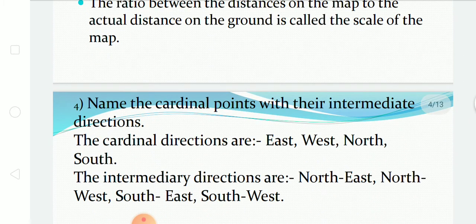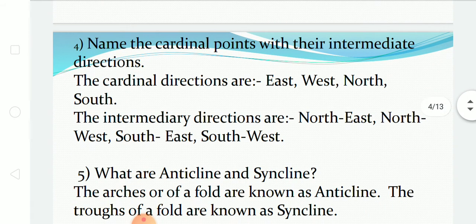Now the fourth question. Name the cardinal points with their intermediate direction. Here in this answer we'll write it in two ways, cardinal directions and intermediate directions. Cardinal directions are east, west, north and south. Intermediary directions are northeast, northwest, southeast and southwest.